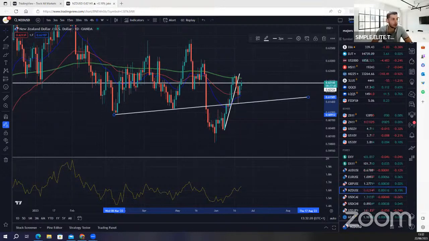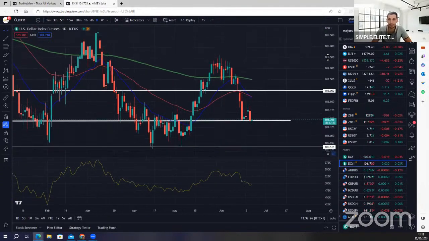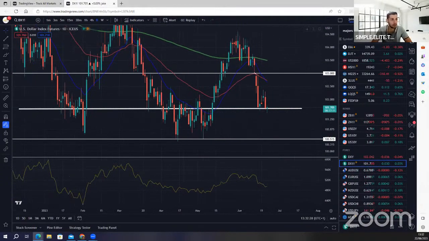So analyzing now, we are seeing some downside on the dollar, and probably we want to see if it's going to break this level here, which is 1070 at the moment.